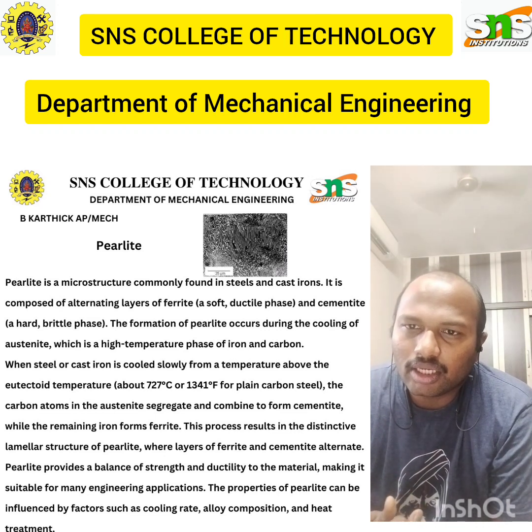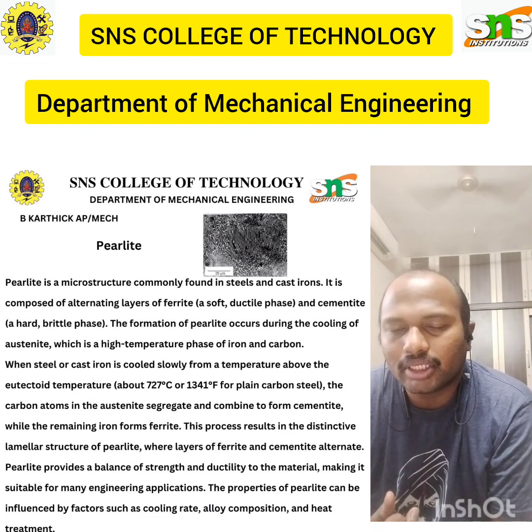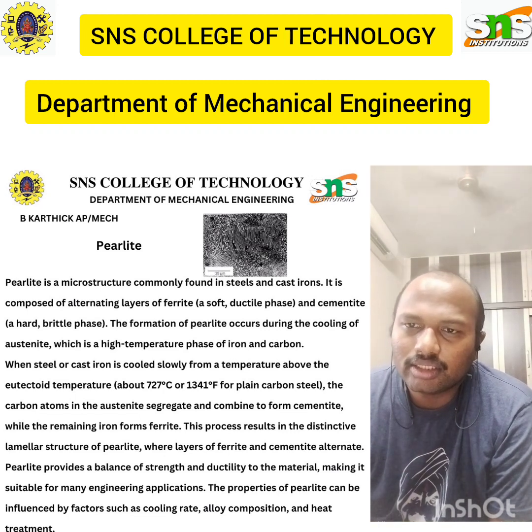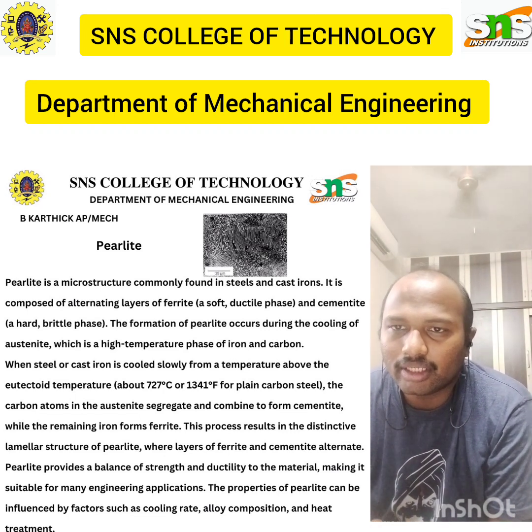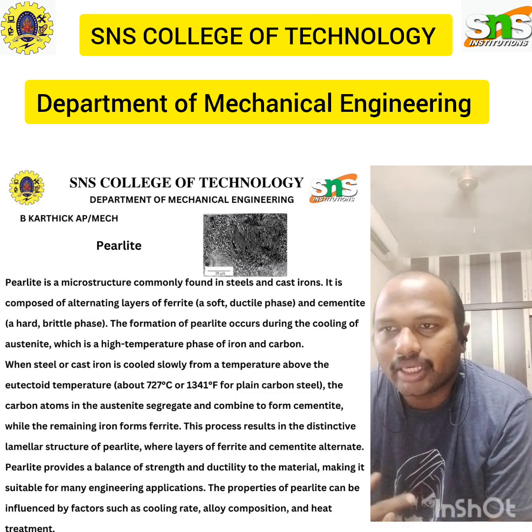So this process results in distinct lamellar structure of pearlite, where the layers of ferrite and cementite are alternated, which looks like our thumb impression. This pearlite provides the balance of strength and ductility to a material, and makes it suitable for many engineering applications.